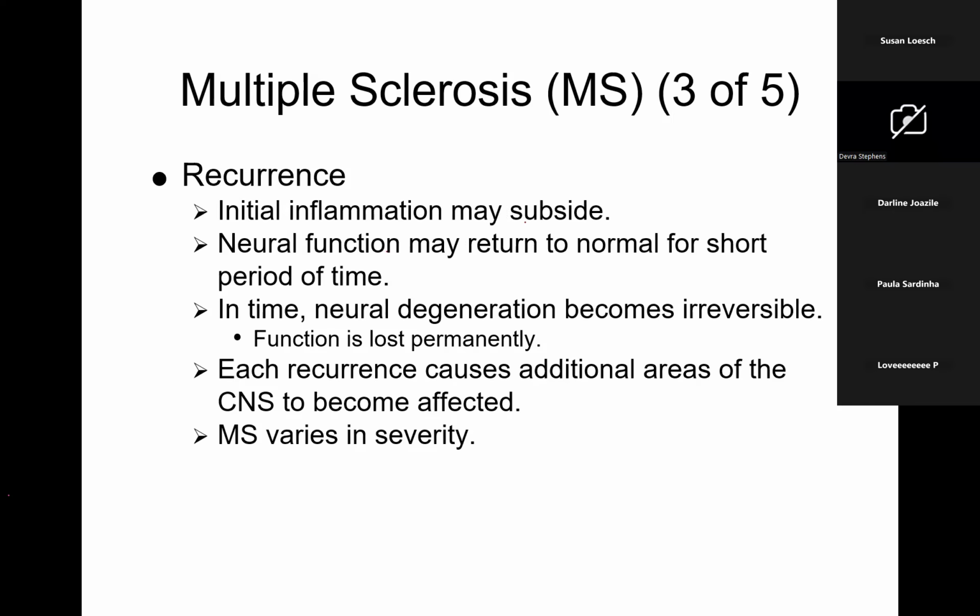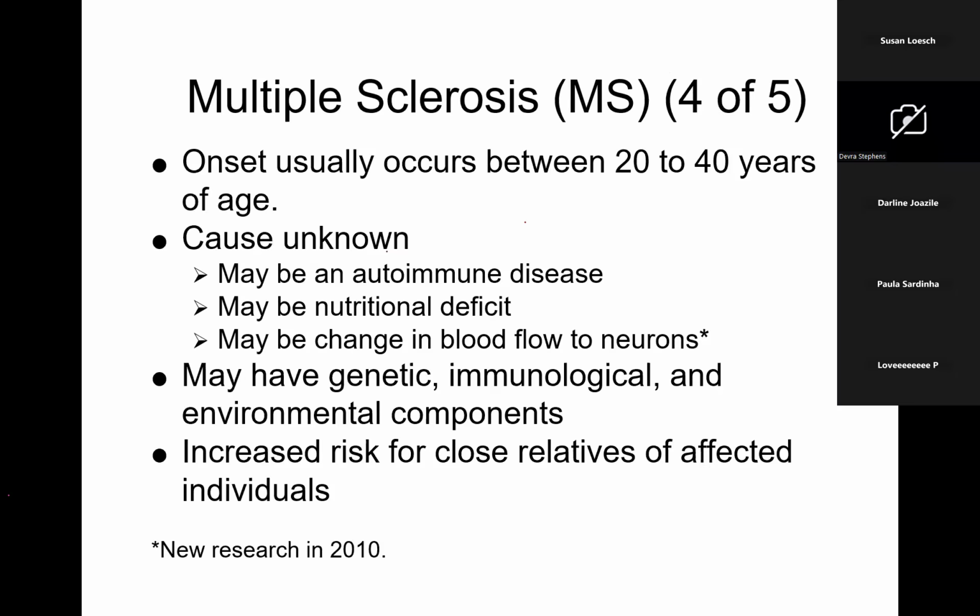Every time it does reoccur, additional areas of the central nervous system are involved. So these people will have mild, slowly progressive patterns, and others will have rapidly progressive patterns in which this injury occurs throughout the body. Usually it doesn't happen until about 20 to 40 years old, peaking around 30. The cause is unknown. It is believed to be autoimmune, but there are genetic and environmental components as well as immunologic components. And there's an increased risk of someone else in the family having it. This also could be attributed to nutritional deficits or a change in the blood flow to the neurons.